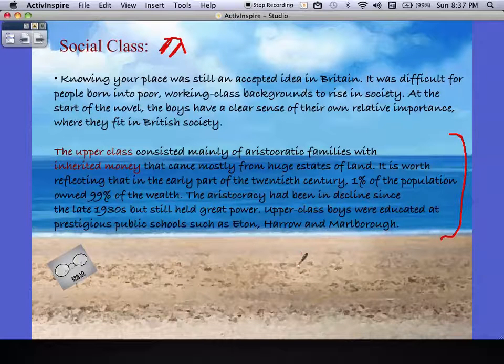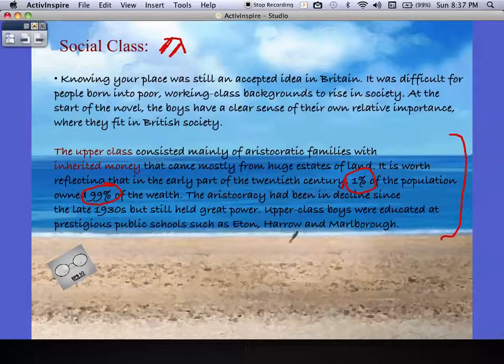And if you look at the statistics from the early 1950s, 1% of the population of Great Britain owned 99% of that country's wealth. Now, by the time Golding begins to write his novel, this upper class is beginning to lose some of their grip on society, but they still held great power.